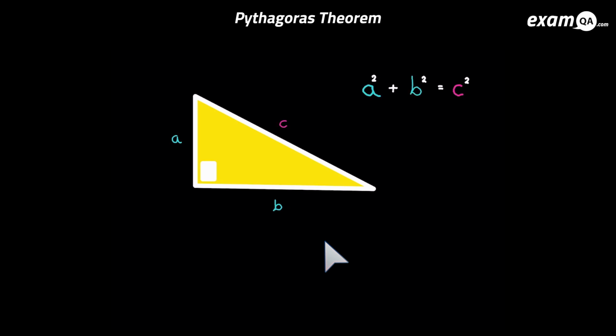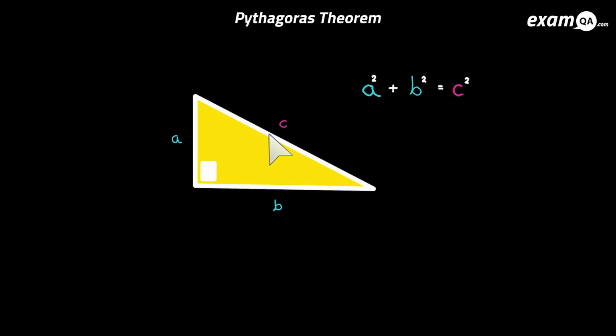Here it is: a squared plus b squared equals c squared. All these three letters are referring to the sides you can see in the triangle. Now, a and b, it does not matter which way around it is, but the c is very important. The c has to be the longer side, and with right-angled triangles, the longer side is always going to be opposite the right angle.